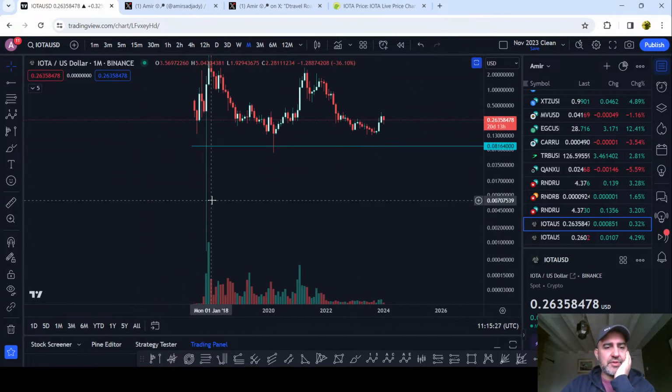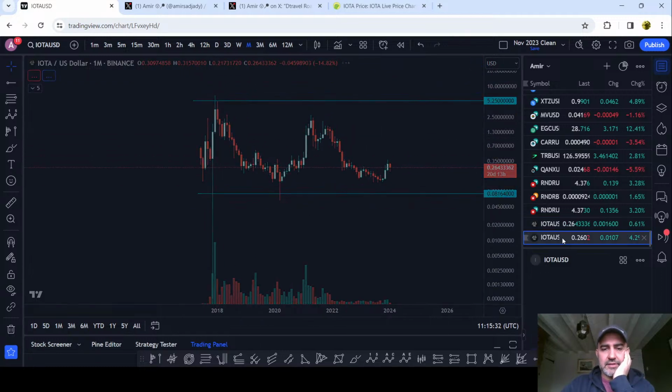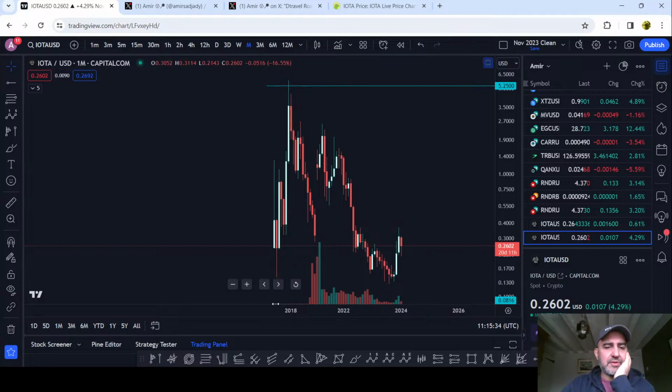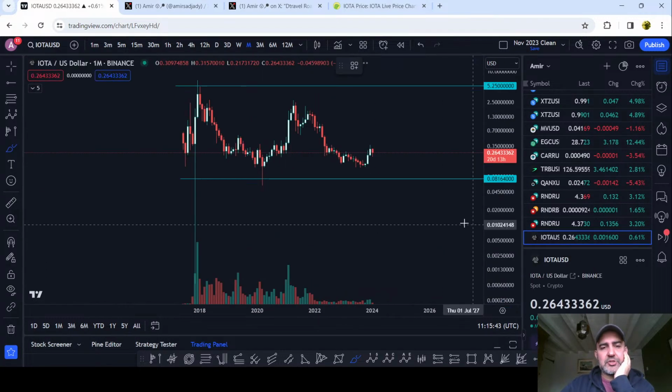I think you have to ignore this wick here, this first wick. And I think, yeah, look, there's no volume at the first. If you look at the first part of this range, there's no volume here. So you're not going to get good volume data on that one. So we just stick to the Binance chart.